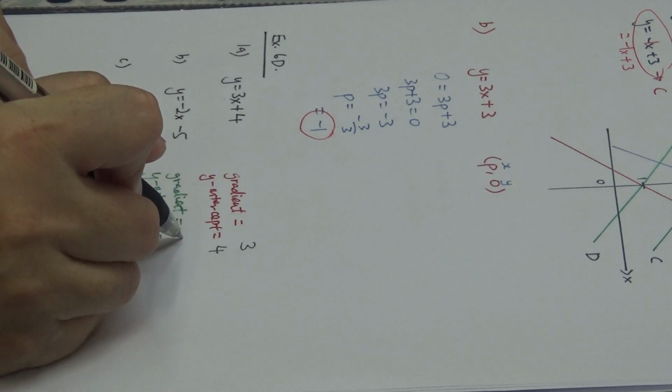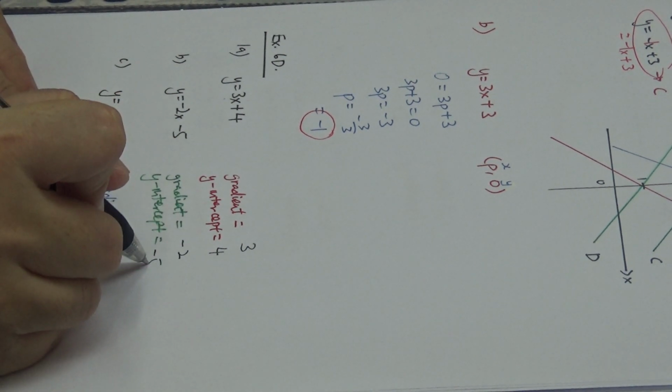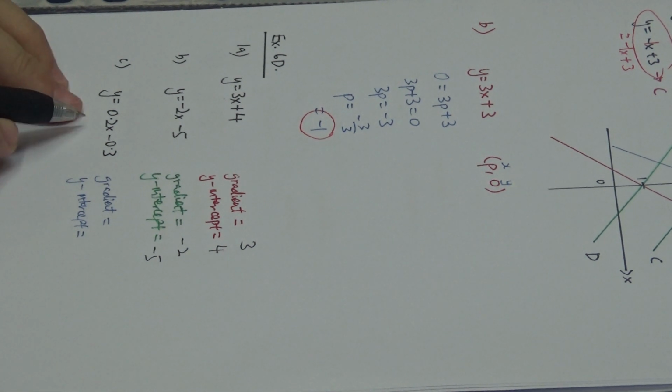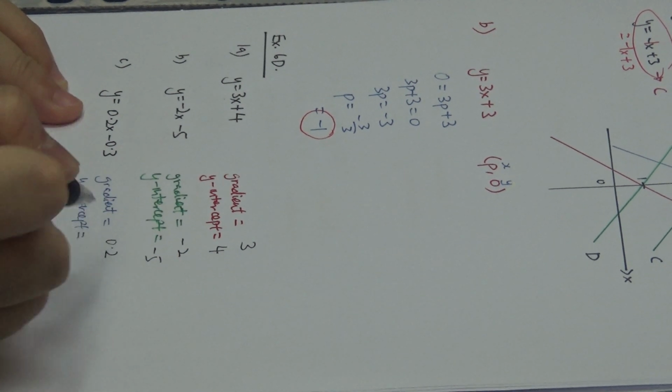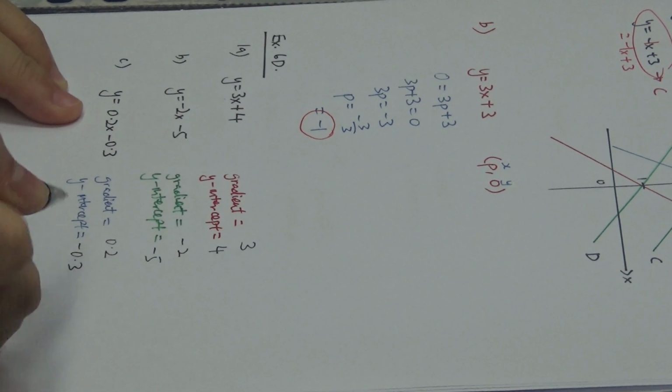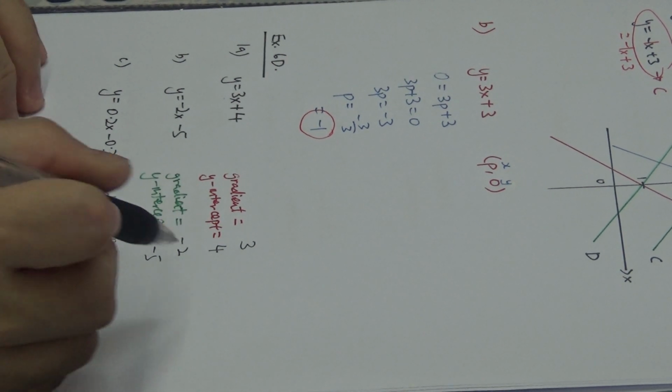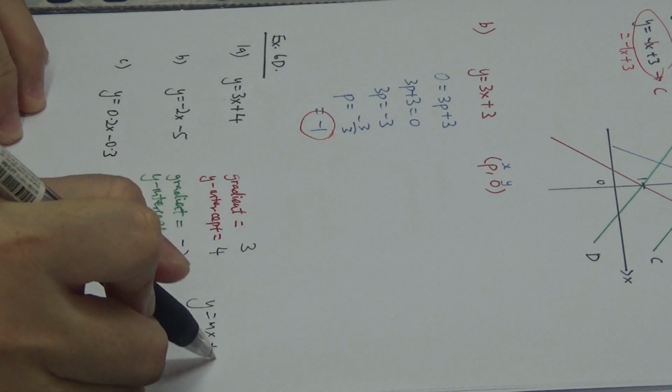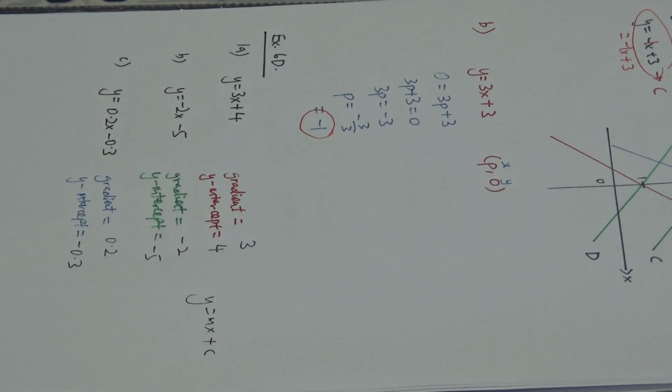This one, the gradient is negative 2 and the y-intercept is negative 5. For this one, the gradient is 0.2 and the y-intercept is negative 0.3. We just have to compare with the general form y equals mx plus c. Now, I will give you some time to look at the answers and check your answers. So please check your answers. Okay? Alright, next.